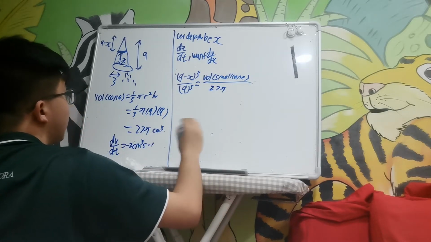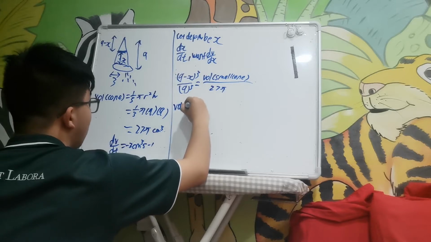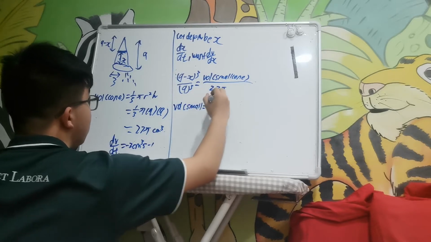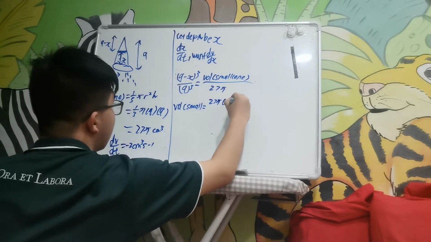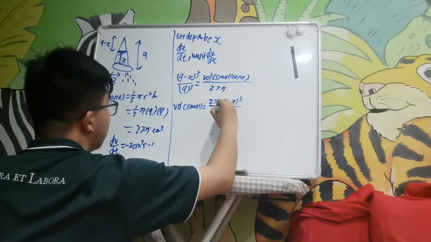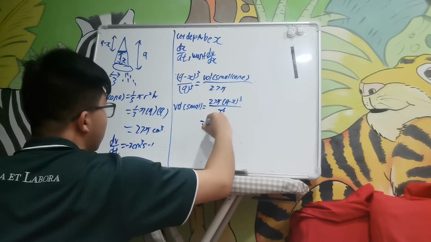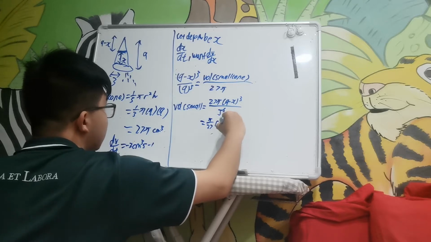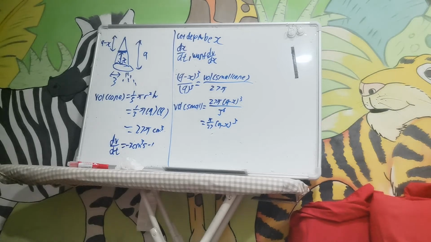So we can do some simple math such that the volume of the small cone equals 27 pi (9 minus x) cubed over 3 power 6. This is 3 power 3, so it will be pi over 27 of (9 minus x) cubed. So now we have V and x.